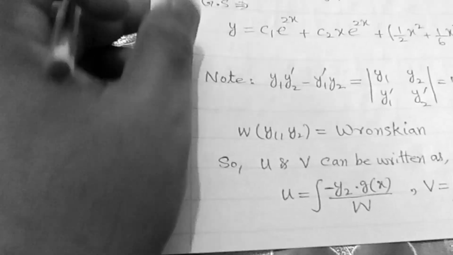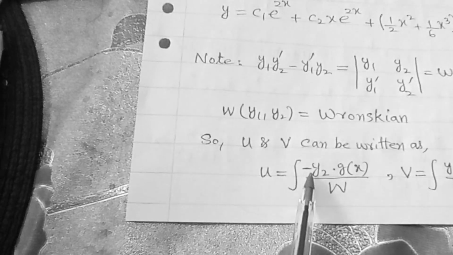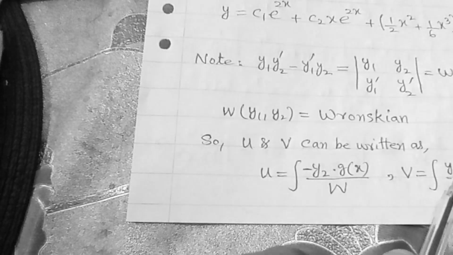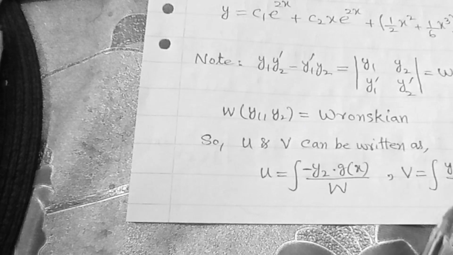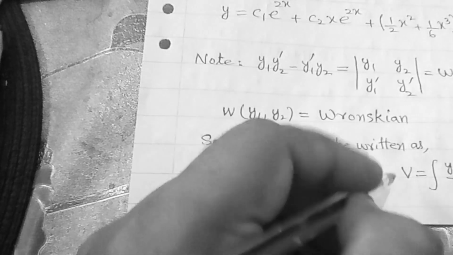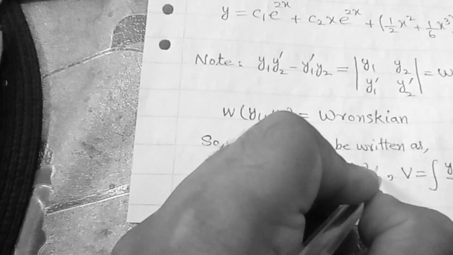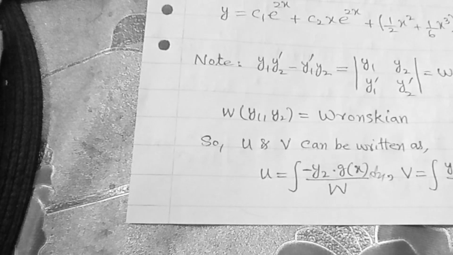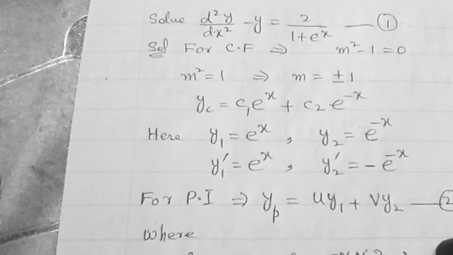For instance, the formula for u and v we can write as u equals minus y2 g of x divided by W, and v equals y1 g of x divided by W. We can also use integration with respect to dx. So these are the formulae for finding the values of u and v.